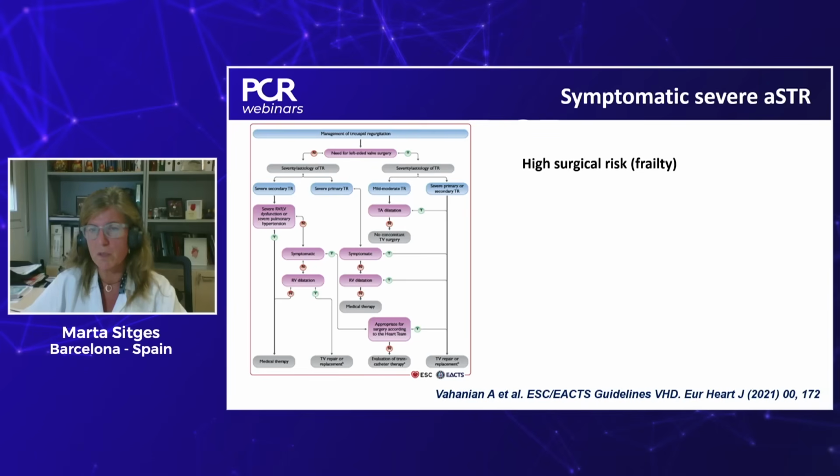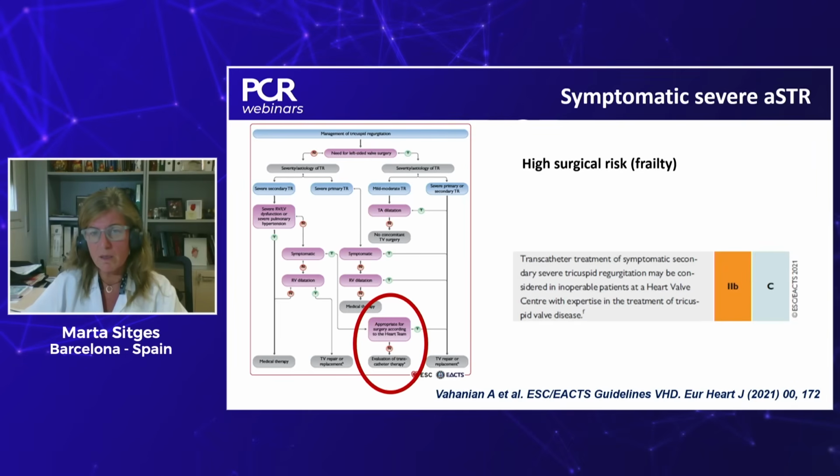So we are facing a patient with symptomatic severe atrial secondary tricuspid regurgitation. She's a patient with high surgical risk because of renal insufficiency, also hepatic disease, remember, or hepatic involvement. Remember also that her enzymes were elevated. She's frail. So according to the current guidelines of the European Society of Cardiology, there is a role for transcatheter therapies according to the consensus of the heart team. And indeed, these transcatheter treatments have an indication class 2B with a level of evidence C.